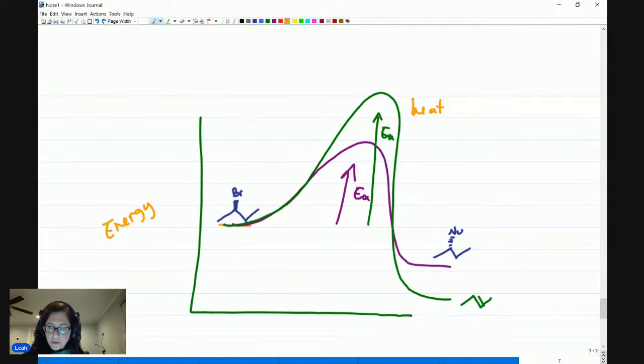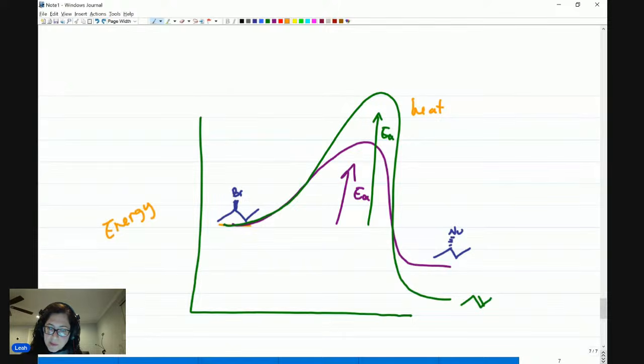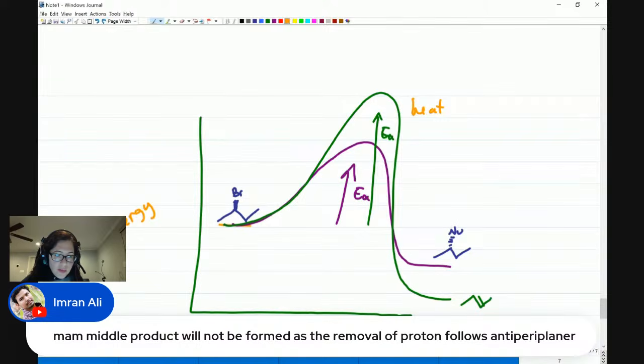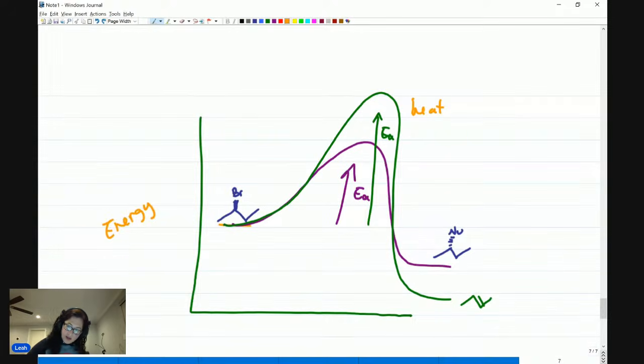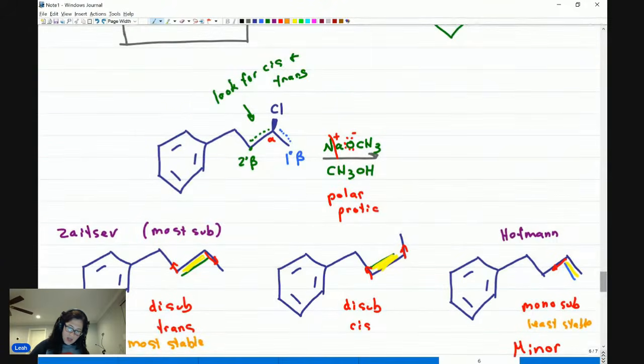Okay, let's hold that thought. Is trans always stable? Yes, trans is more stable. Heat is not always there, but it absolutely helps. The middle product will not be formed as the removal of a proton follows into, let's see. So this one right here, we have two hydrogens, 1 and 2, one going forward, one going back. And so when the molecule rotates, it will be lined up in the right plane. And in this case, it can happen, yes.